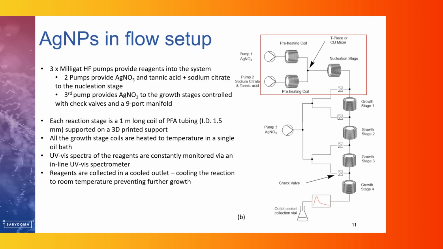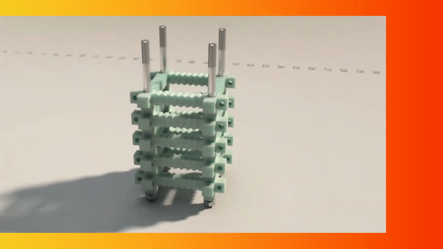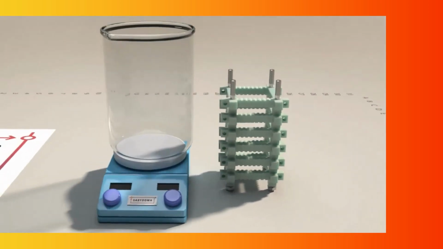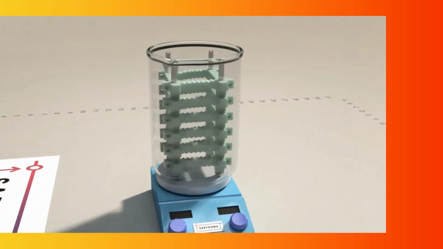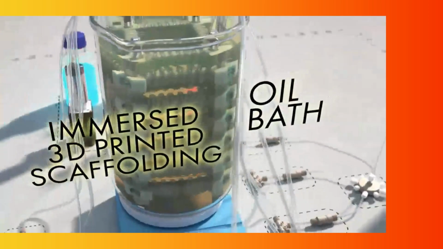So how we worked that, and we've seen this slide before from Thanasis, but this is our silver nanoparticle flow setup. You can see that again, we have pumps that we can control in an automated way. We have online analytics in terms of UV vis. There's a nice video that you might have seen outside. We have a three-dimensional 3D printed scaffold for the tubular reactor. We pop it in a heated oil bath, and then we introduce our reagents with the different pumps.